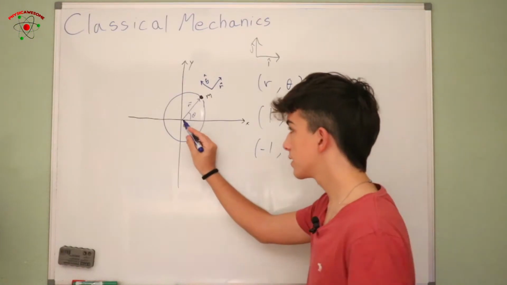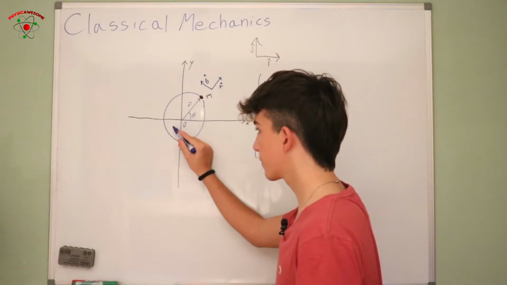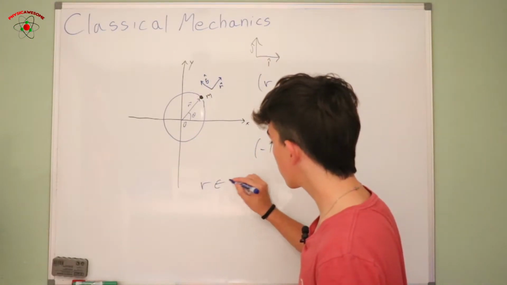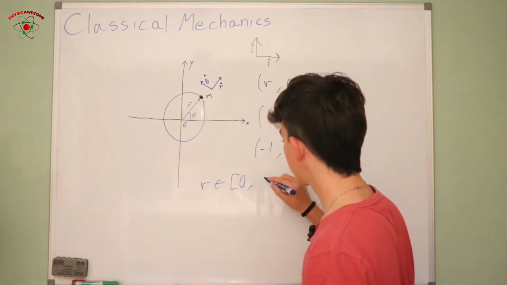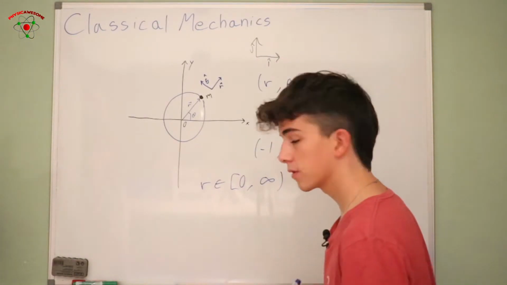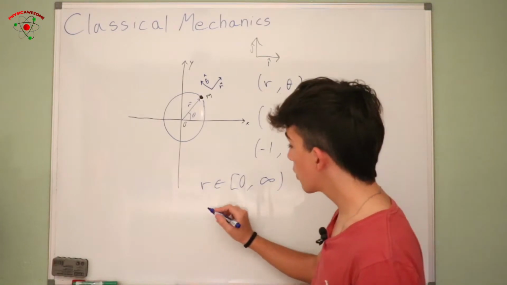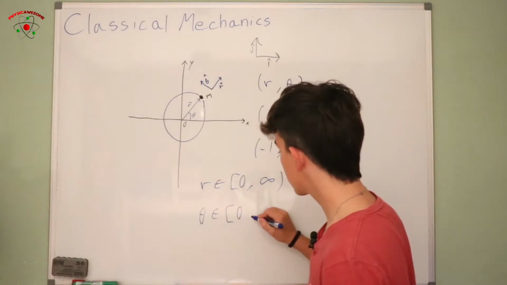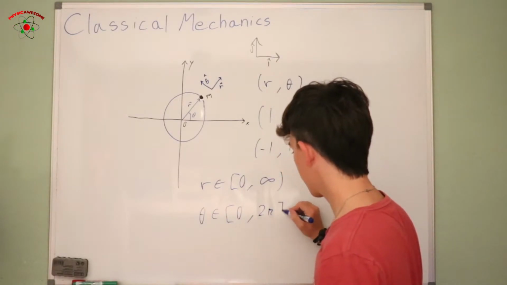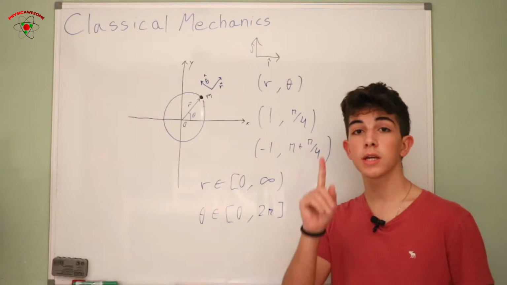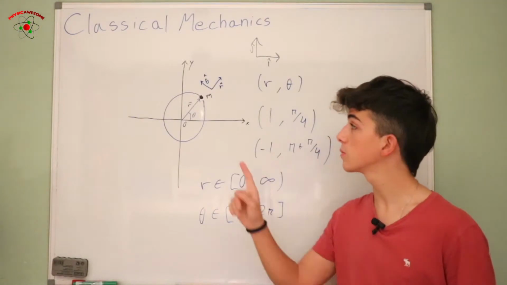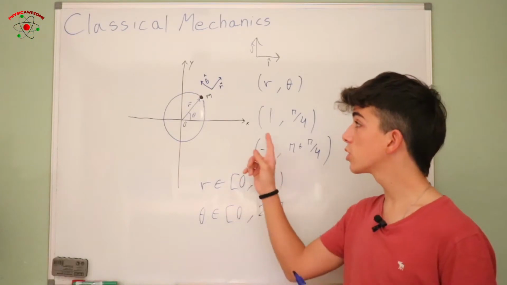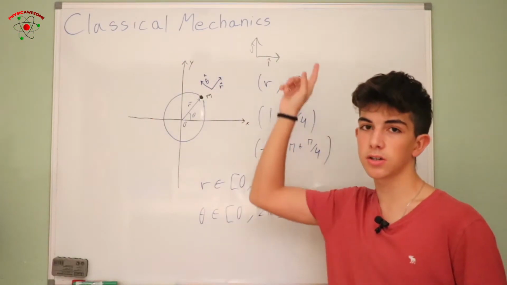That is this direction. To avoid this, we will let r go from 0 to infinity, and we will let theta range from 0 to 2 pi. That way, there's only a single way to express every point in the Cartesian plane.